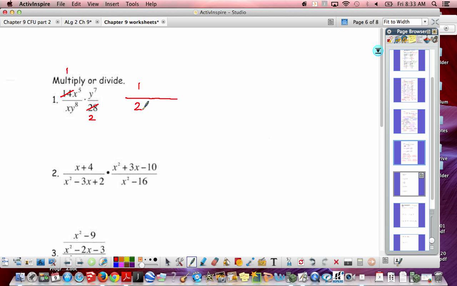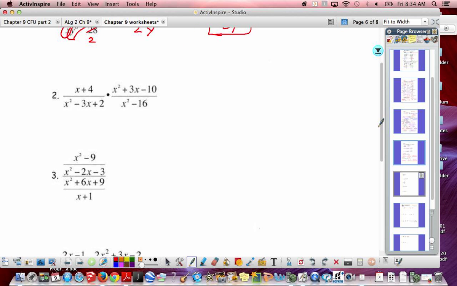If I look at my x's, I have 5 x's in the top and 1 in the bottom. So that would leave me 4 x's left in the top. When I look at my y's, I have 7 y's in the top, 8 in the bottom. So when I start to cancel those out, that would leave me 1 in the bottom. So my final answer, x to the 4th over 2y.